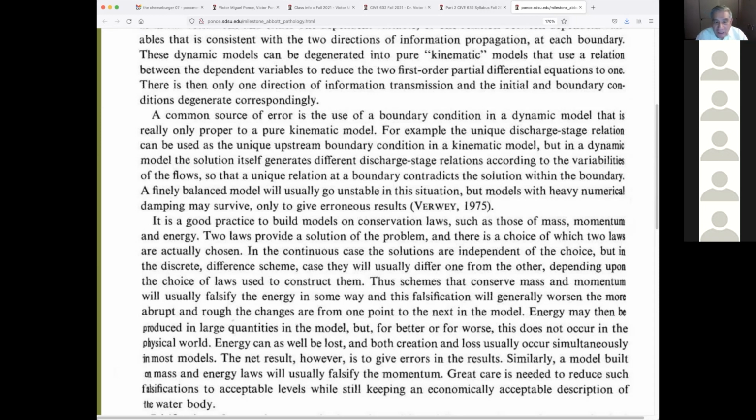Okay? It is a good practice to build models on conservation laws, such as those of mass, momentum, and energy. Well, what he's saying in here is that the deterministic models are better than the conceptual models. And I'm not sure of that. Because then, if that would be the case, then Muskingum's work for 40 years would not be worth a darn. And the fact of the matter is Muskingum's work is very useful. Everybody uses it around the world. They revere the inventor for having invented that concept, which is not physical at all. Kind of physical, but it's not physical. It does not follow mass, momentum, and energy.